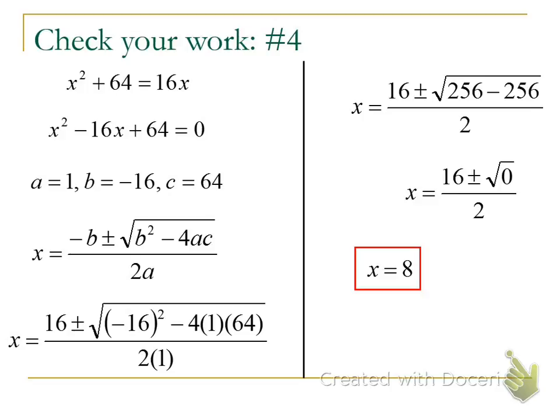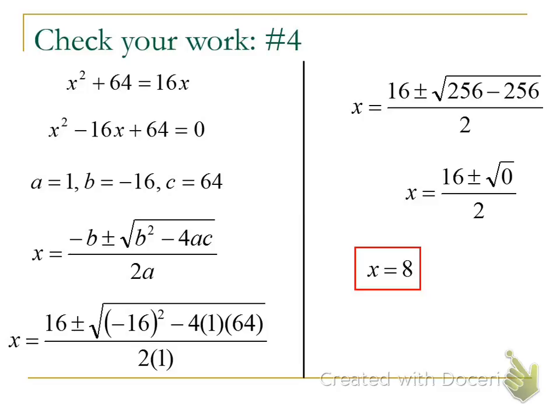If you sub in negative 16 for B, you have the opposite of negative 16, which turns out to be positive 16. And then plus or minus the square root of negative 16 squared, which is 256, minus 4 times 1 times 64. And negative 4 times 1 is negative 4. Negative 4 times 64 is negative 256. So underneath that square root, we have 256 minus 256. And then on the bottom of our fraction, we have 2 times 1, which is 2. So we have 16 plus or minus the square root of 256 minus 256 divided by 2.